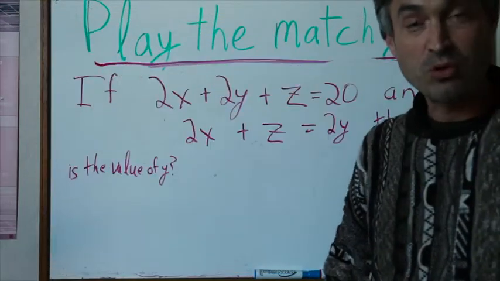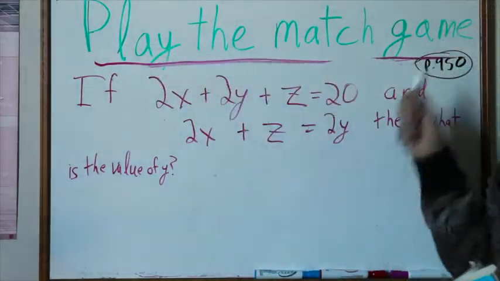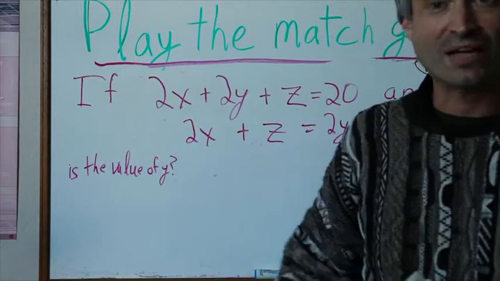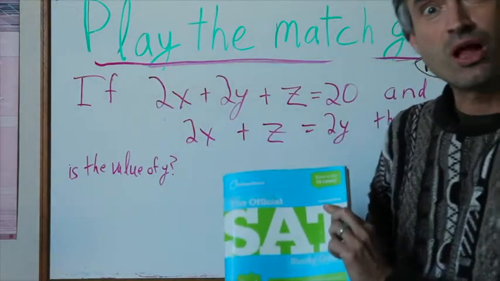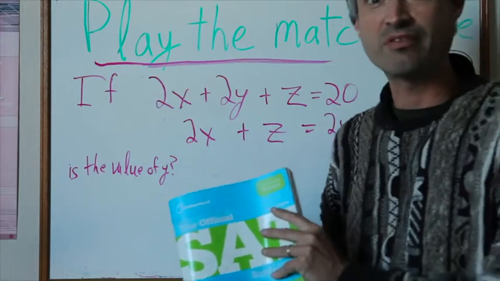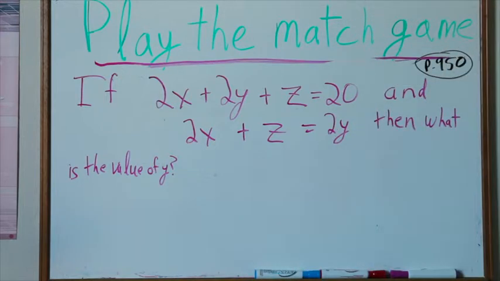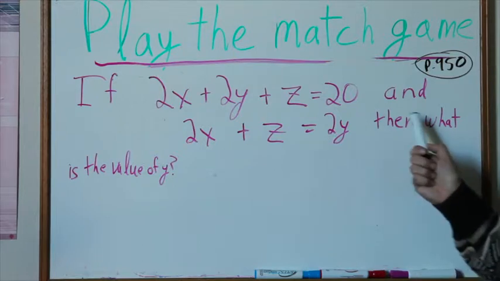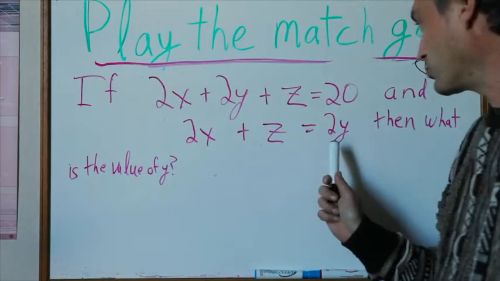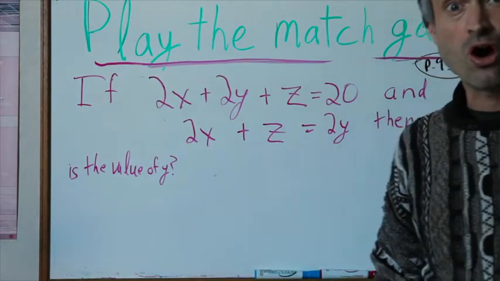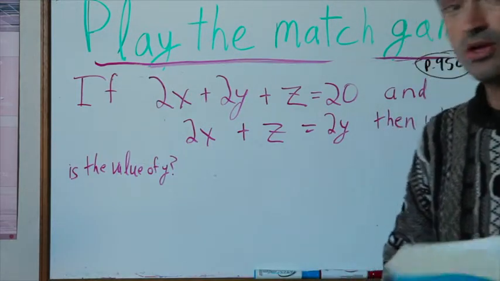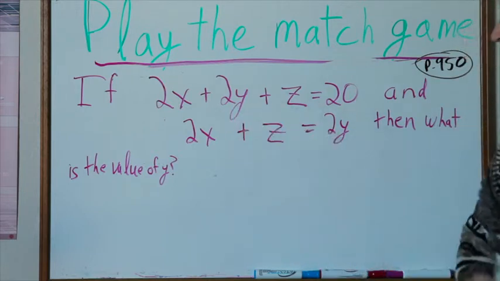So some of you may be wondering, does your strategy play the match game ever come up on the actual SAT? Yes, it does. Let's take a look at the official College Board SAT book, page 950. You'll see a problem that reads something like this. If 2x plus 2y plus z equals 20 and 2x plus z equals 2y, then what is the value of y? This is considered a hard question, and most people will be totally stumped by the use of three variables.